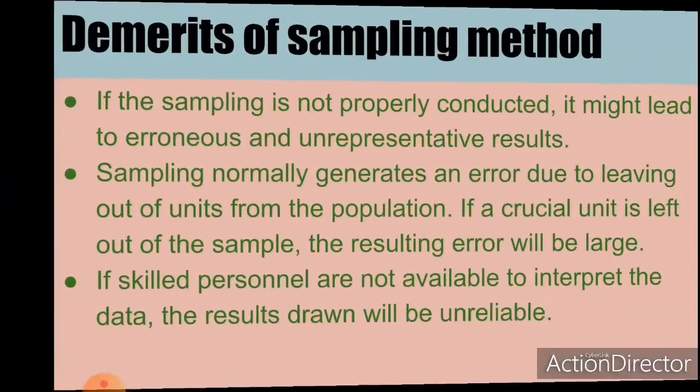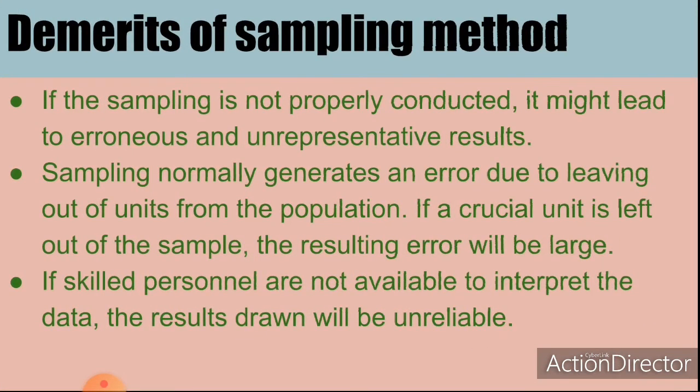Now the next discussion is demerits of sampling method. If the sample is not properly conducted, it might lead to errors and an unrepresentative result. Sampling normally generates an error due to leaving out units from the population. If a crucial unit is left out of the sample, the resulting error will be large. If skilled persons are not available to interpret the data, the result drawn will be unreliable. So these are all about demerits of sampling method.